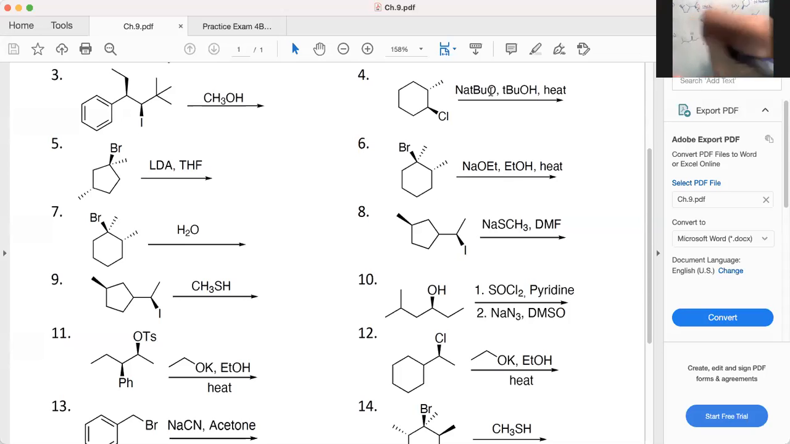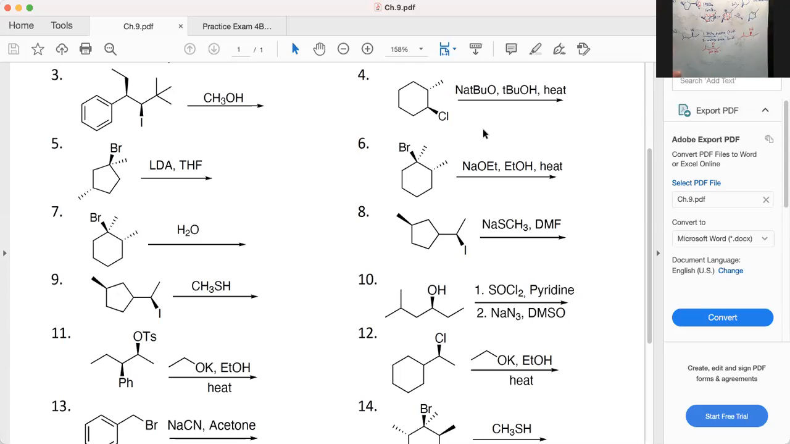And then in step 2, we see that it looks like sodium azide and DMSO. So that looks like another SN2 pathway. So we have to watch our stereochem here. And essentially, the product of step 1 is going to be a chloroalkane with the chlorine on a dash. Okay, that's the product of step 1. And then the product of step 2 is that azide, doing another inversion of configuration, making this product.